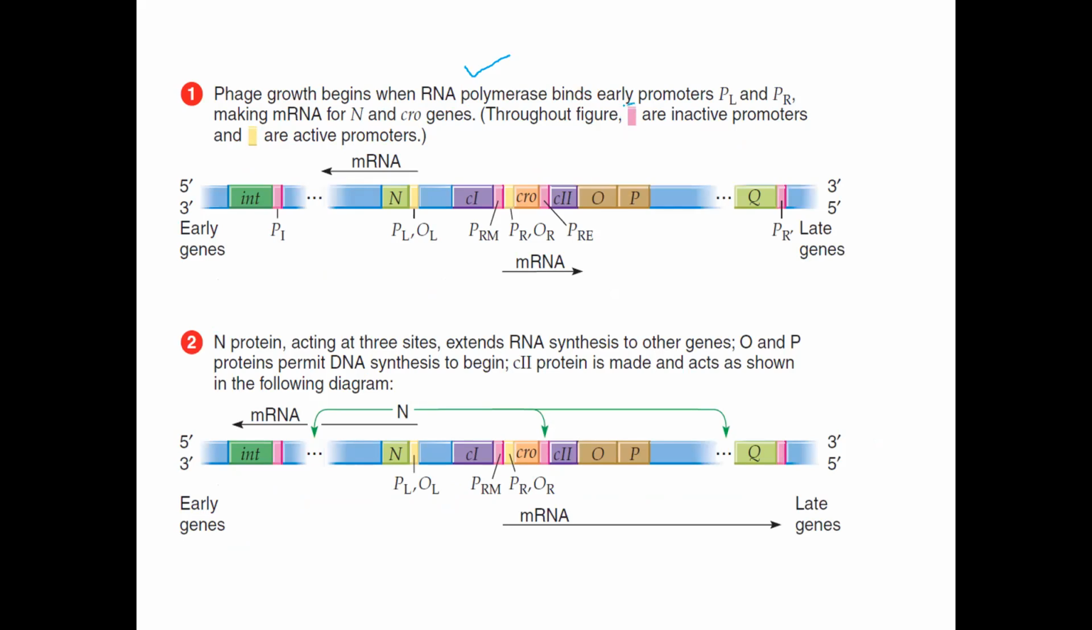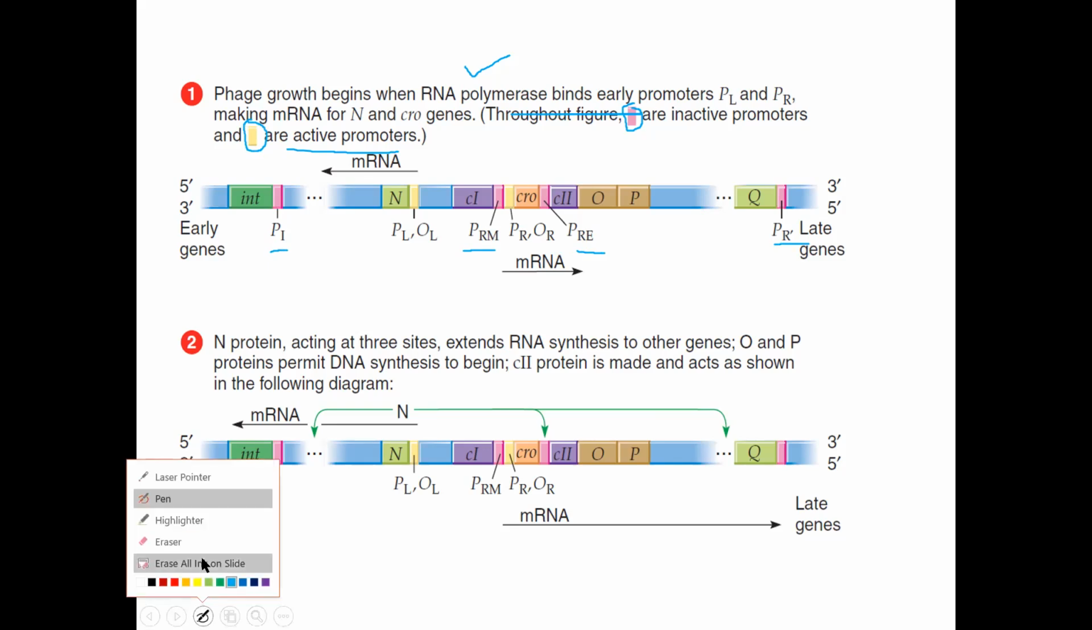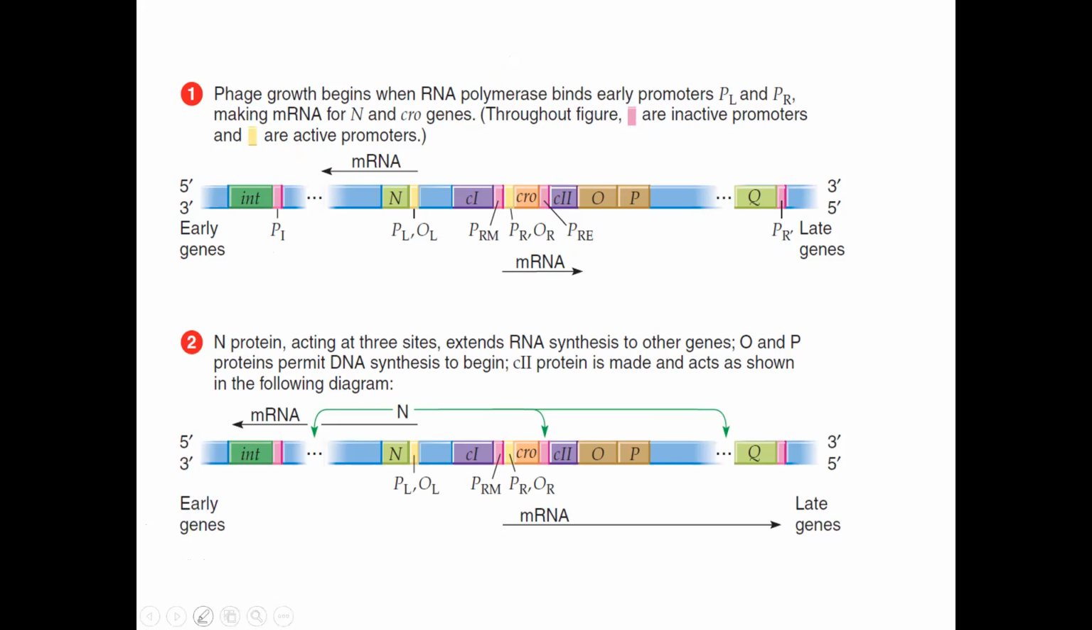Throughout this figure, the inactive promoters are shown by a pink color, and the active promoters are shown with the help of yellow color. So you can see the lambda phage has many promoters, PI, PRM, PRE, PR prime, but all of those promoters are, you can see, pink in color, they are inactive. Initially, only 2 promoters are active, and they are the promoter left, which you can see in yellow color, and promoter right, which you can again see in yellow color.